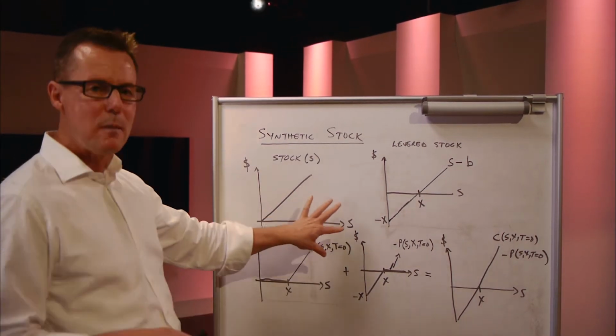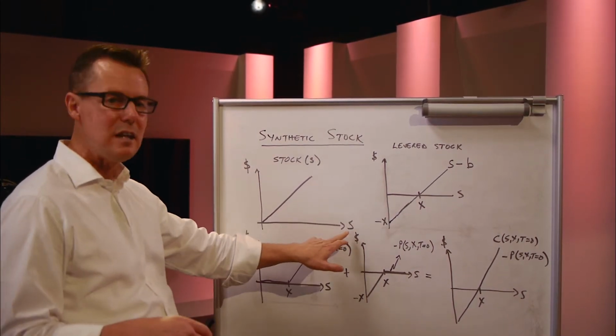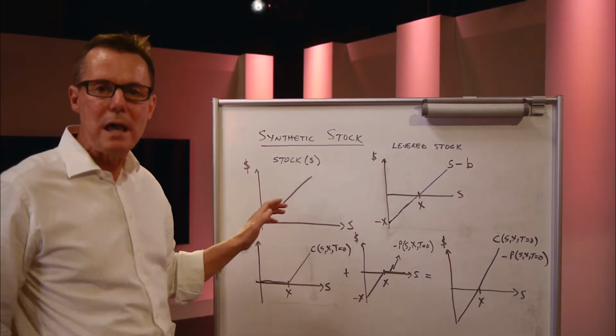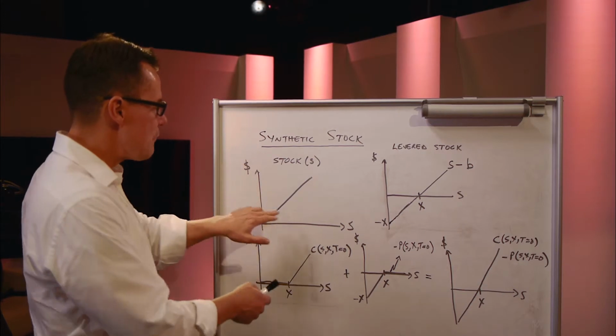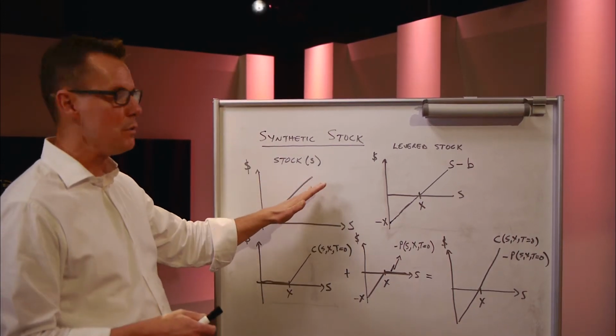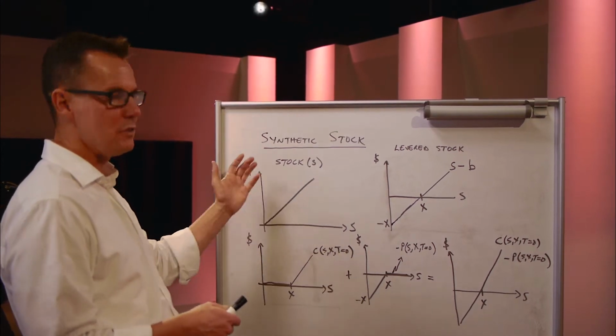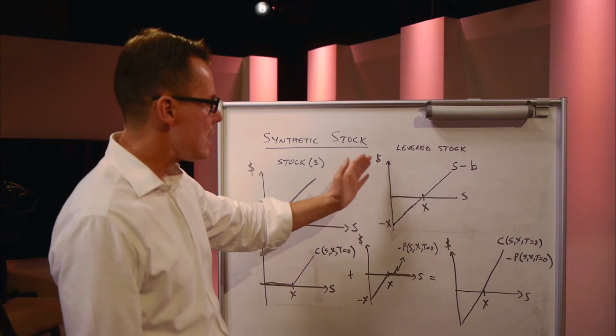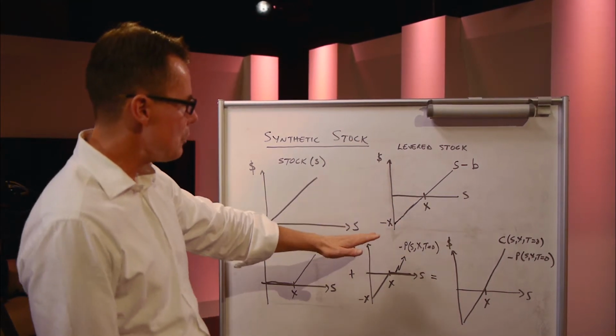So in this diagram, think of S as representing the value of a stock. And this diagram is called the payoff profile. So really what I've got is S mapped into S. This is no more than a 45-degree ray through the origin, and it just represents the payoff from being long stock.